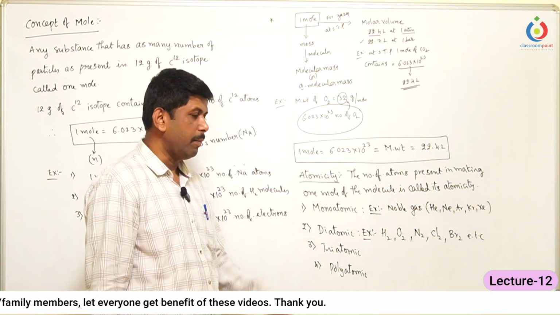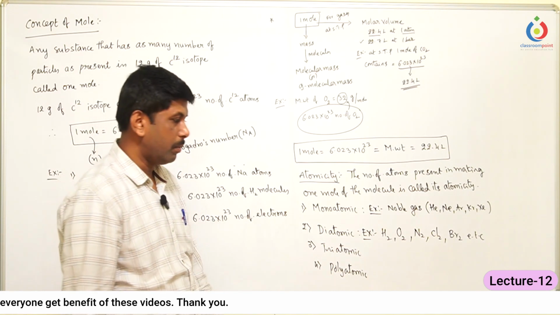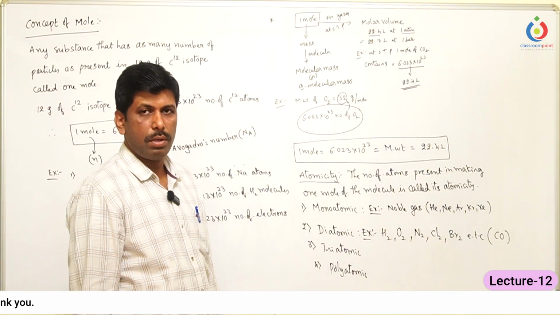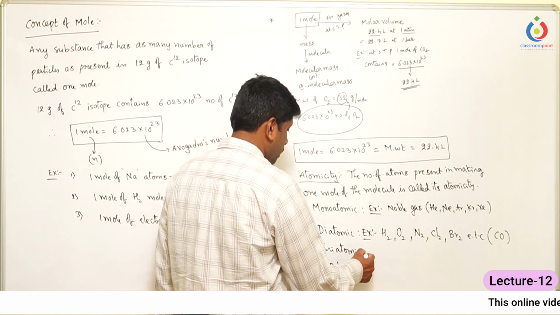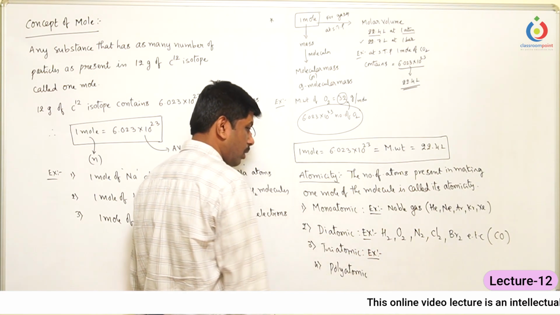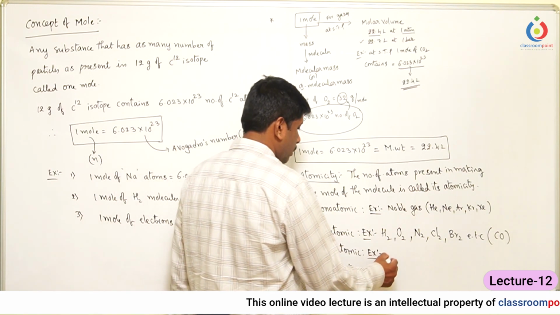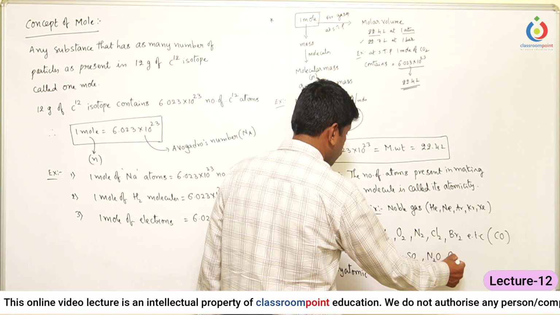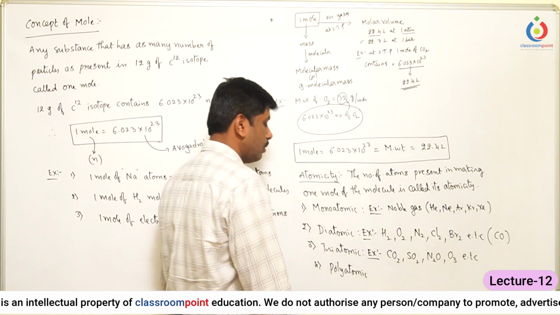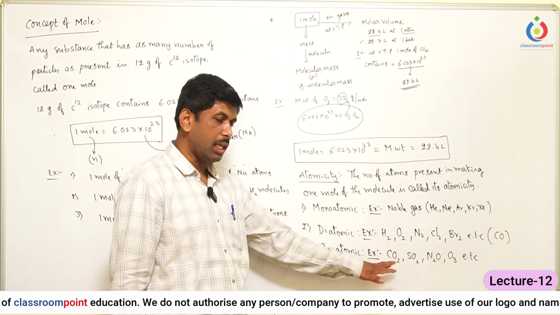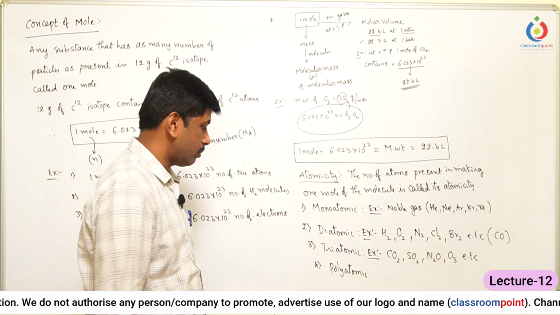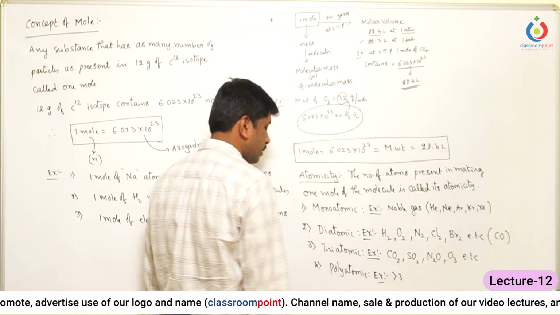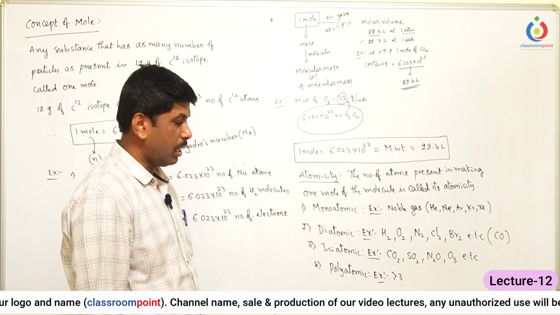Even here we have taken elements. You can take a compound also, like carbon monoxide, CO. Carbon monoxide is also having 2 atoms, one carbon, one oxygen. Triatomic molecules have 3 atoms in one molecule. For example, take CO2, SO2, N2O, ozone, etc. The molecule which has 3 atoms in it is called a triatomic molecule. Polyatomic means molecules having more than 3 atoms.